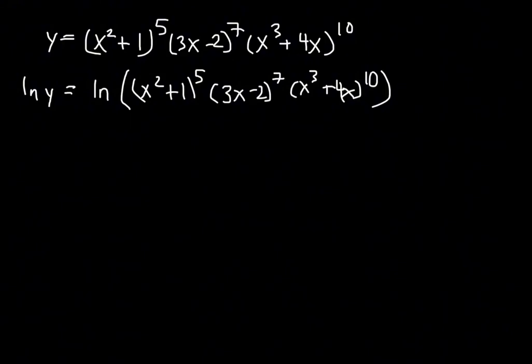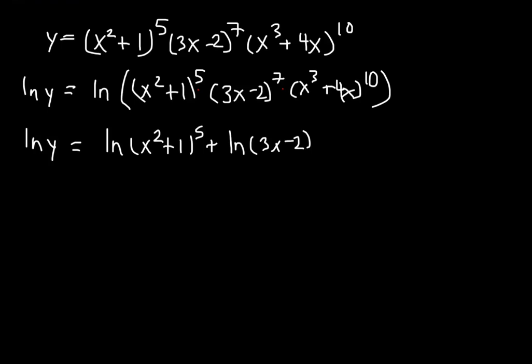And now, because we have multiplication here, we can just break them up into addition from the property of log. So ln y is equal to ln of (x squared plus 1) raised to the power of 5, plus ln of (3x minus 2) raised to the power of 7, plus ln of (x cubed plus 4x) raised to the power of 10.